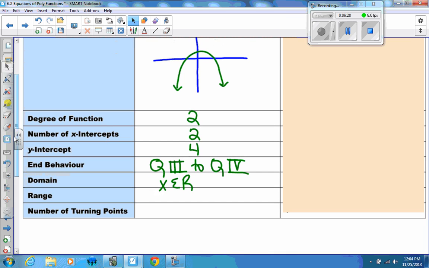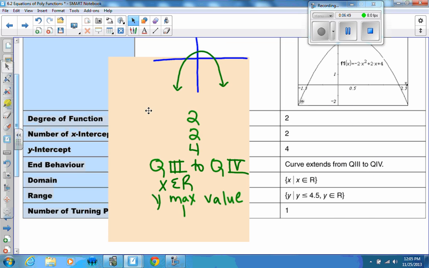The range is an element to your maximum number, right? So maximum value, and the number of turning points on a quadratic is 1. So let's check our answer with what the book had here.